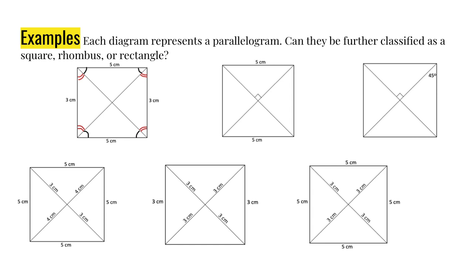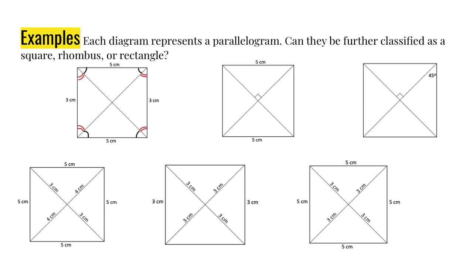Okay, a few more examples and then we'll be all wrapped up. Each diagram here is drawn so that it looks like a square, but we're being told that it does indeed represent a parallelogram, but we're not sure if it can be further classified as a square, rhombus, or rectangle. Remember, we can't trust just how a diagram looks. We need to see specific markings. Because even if it looks like this is 90 degrees, maybe it's 89.9 degrees and we just can't visually perceive the difference, but that would make it not a square.